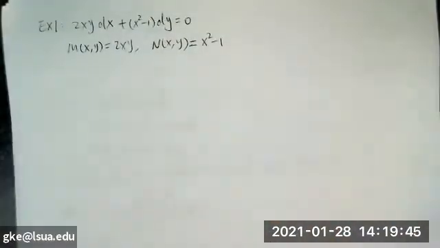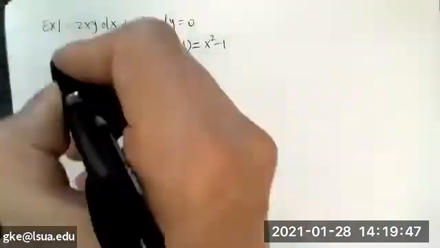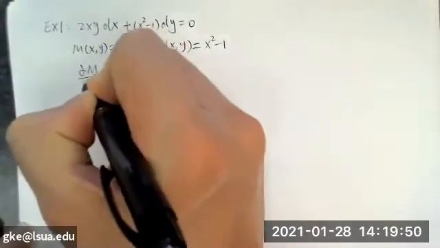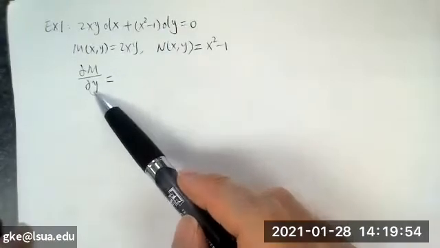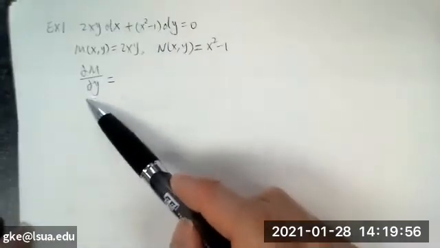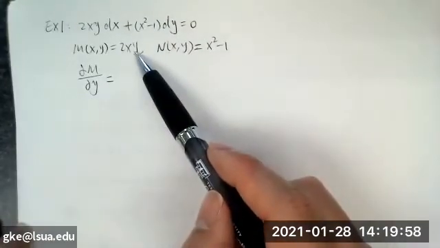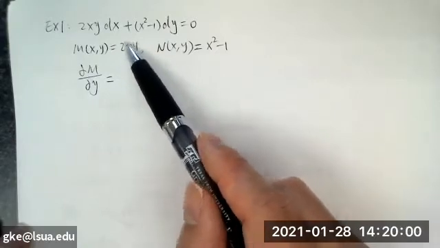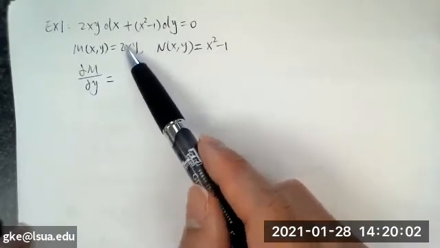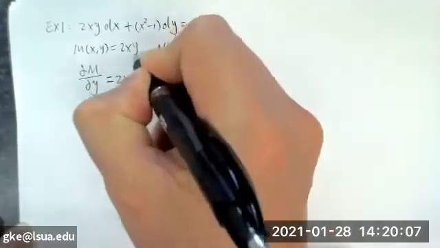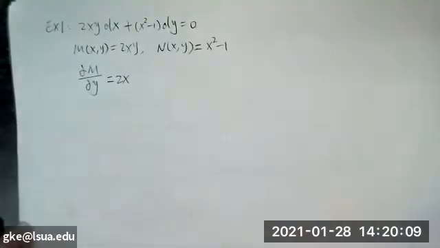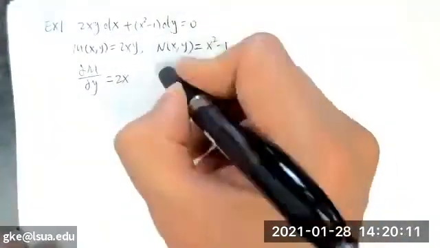Let's do the partial derivative. Partial M over partial y is the derivative with respect to y. So we keep y as the variable, and keep the other variable as a constant, 2x as a constant. So the derivative with respect to y is going to be 2x. The same thing.